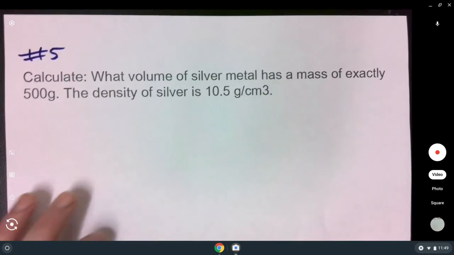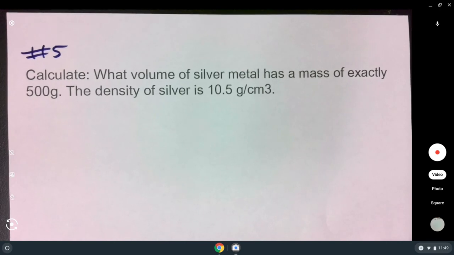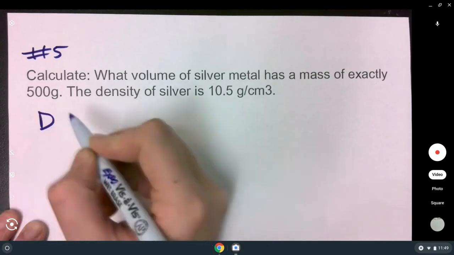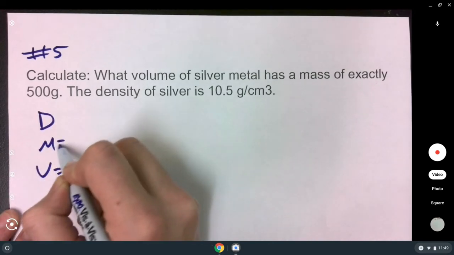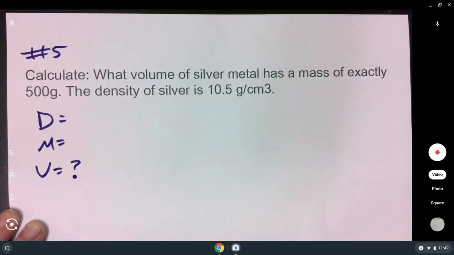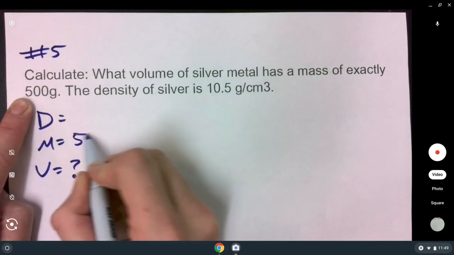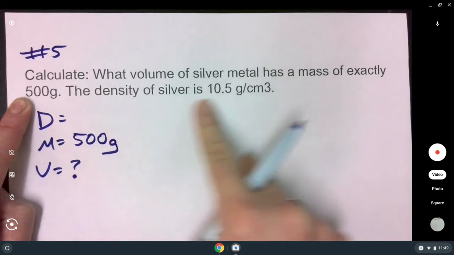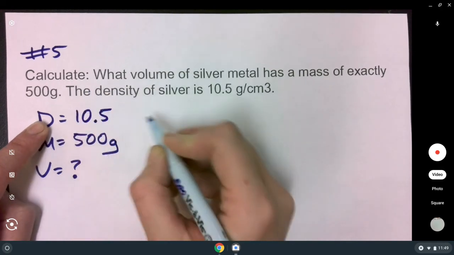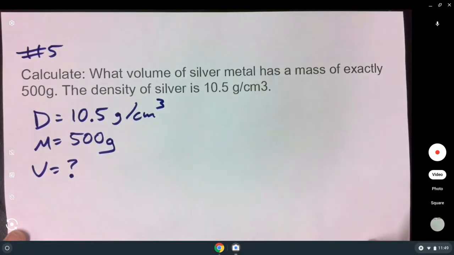Number 5, calculate what volume of silver metal has a mass of exactly 500 grams, and the density of silver is 10.5 grams per centimeter cubed. So density, mass, volume. What volume of silver metal, so we're finding volume this time, has a mass of exactly 500 grams. So mass is 500 grams, and the density is 10.5 grams per centimeter cubed. Okay, so there's all our variables.